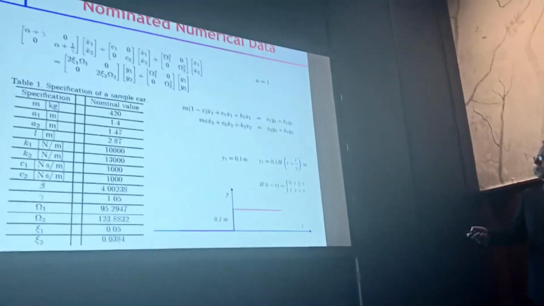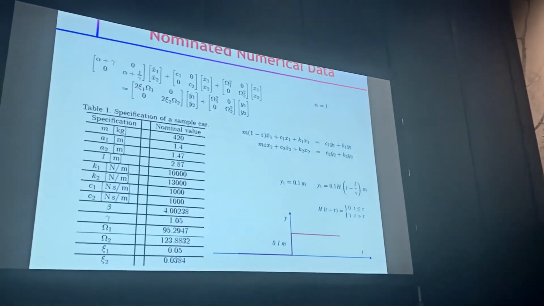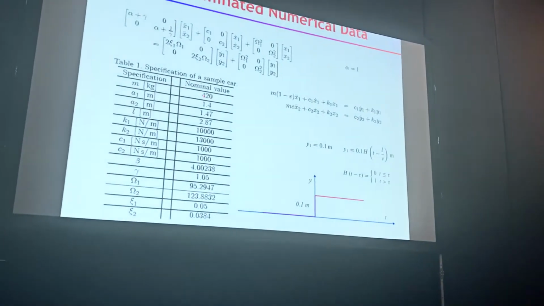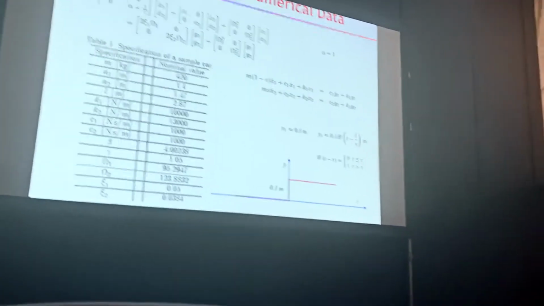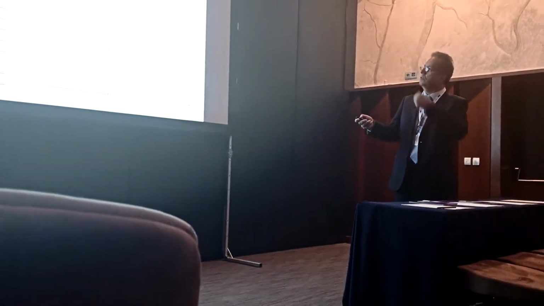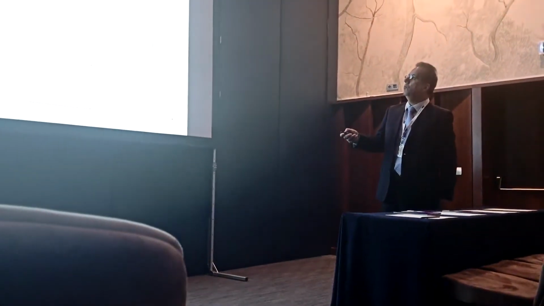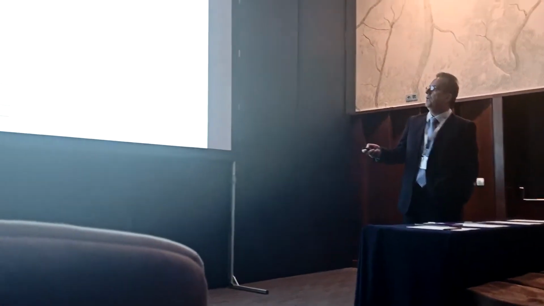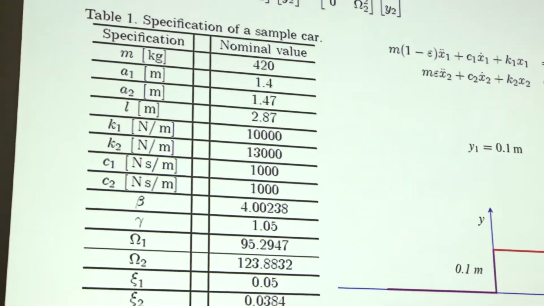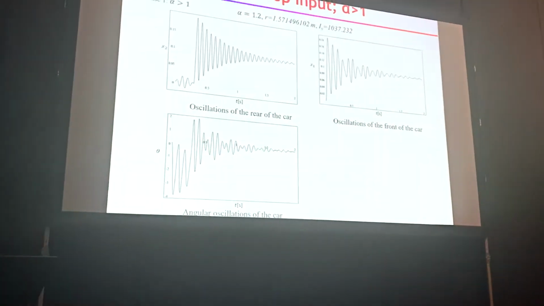Nominal values are introduced here for normal cars. Take a look at the mass, which is 420 kilos for the half bicycle model. So actually the body was 840 kilos. And then A1, A2, L, which is the wheelbase, K1, K2, C1, C2, and the other parameters. This is the excitation.